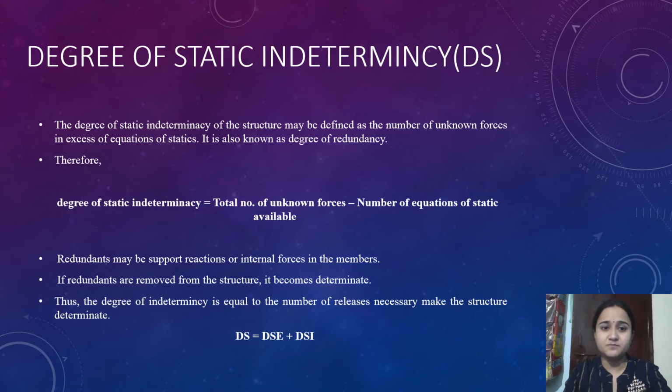Okay, it is known as degree of redundancy or degree of indeterminacy. In simple language, the degree of static indeterminacy is equal to the total number of unknown forces available minus the number of equations of static. Okay, unknown may be some vertical reaction, some horizontal reaction if the beam is supported with a roller.